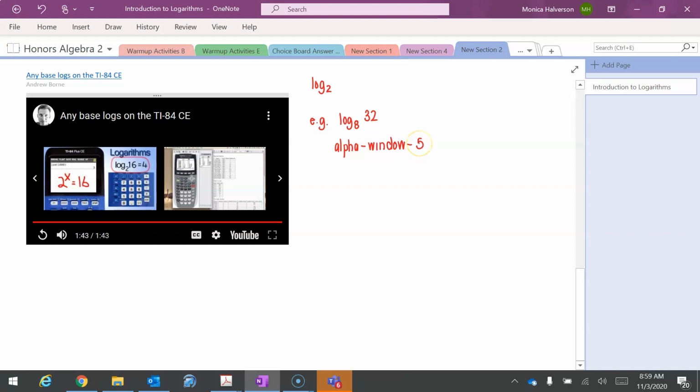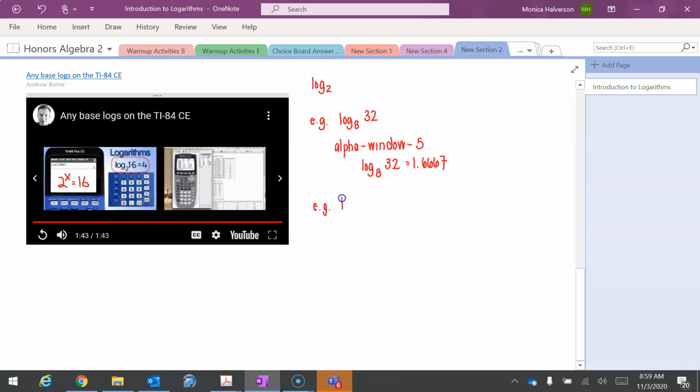And then you're going to hit the number 5. And now you're going to enter 8 in the small window, which represents the base, and 32 in the argument window, which represents the logarithmic number. And if you were to do that, you would get an answer of 1.6667. I'd like you to do the next two on your own, please.